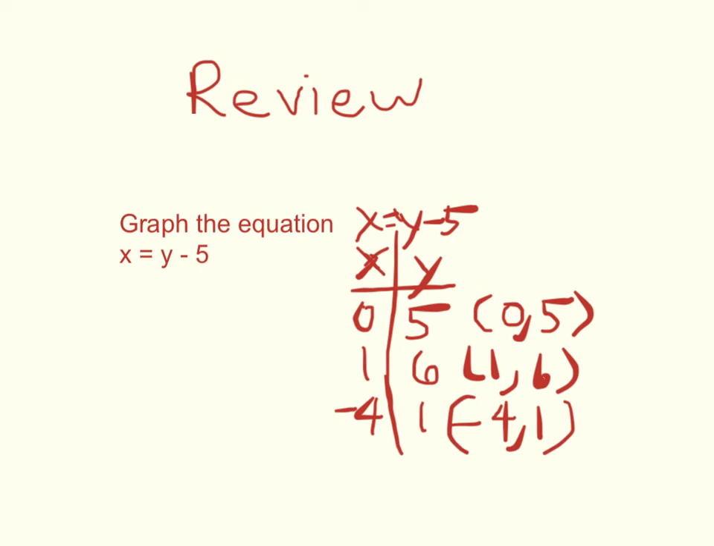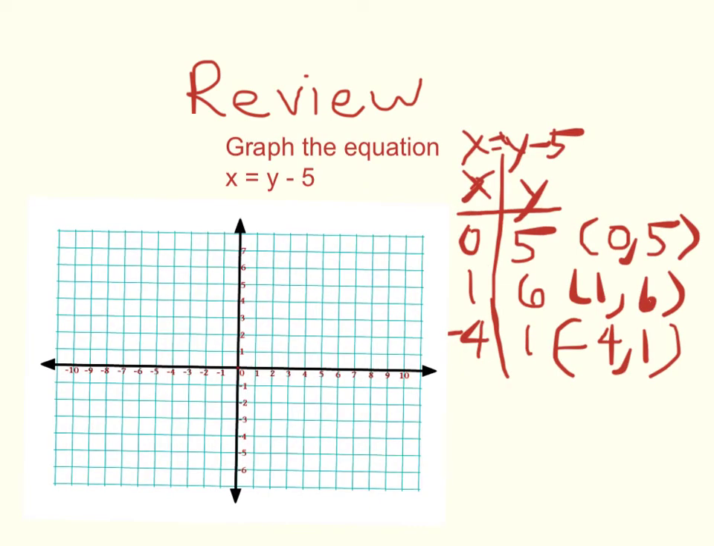Using these points, we plot them on a coordinate plane. So I moved it around a little bit so I can get my coordinate plane. Remember, it goes x, then y. We've got the x-axis going from left to right, and the y-axis going up and down vertically. We've got 0, 5, we've got 1 and 6, and we've got negative 4 and 1. And as you can see, those there, they fall on a line.